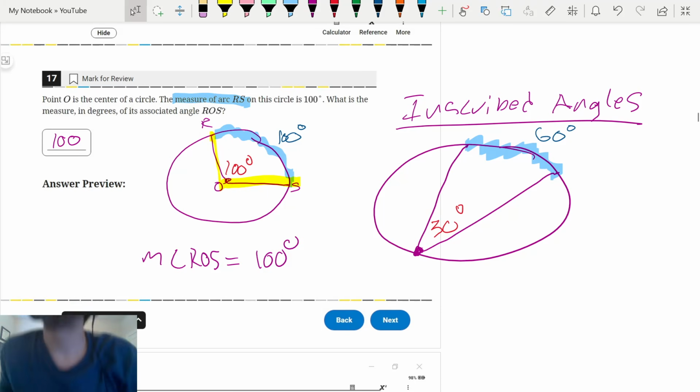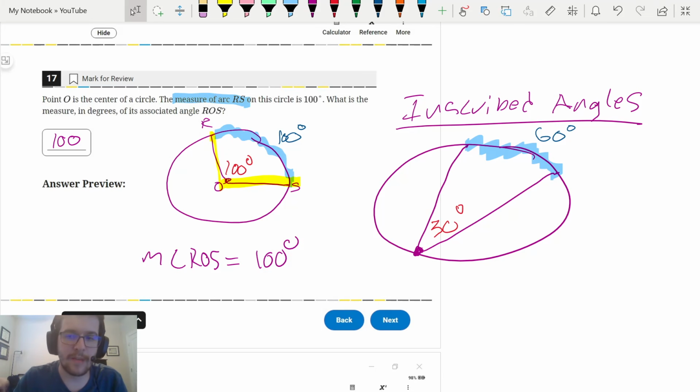Okay. So for central angles, the one on the left, the measure of the angle is the same as the measure of the arc. But for inscribed angles, the measure of the angle and the measure of the arc differ by a factor of 2. So you have to either multiply or divide by 2 depending. Okay.